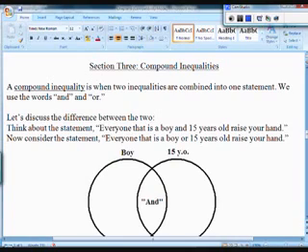Make sense? If I said everyone that is a boy or 15 years old, raise your hand. What's different between those two? On the second one, either one could raise their hand. So on the second one, would you have some girls raising their hand? Sure. The girl that's 15 years old would raise their hand, and any boy, no matter what their age, would raise their hand. So if you're just a boy, period, or you're 15 years old, in the second one, you'd raise your hand.